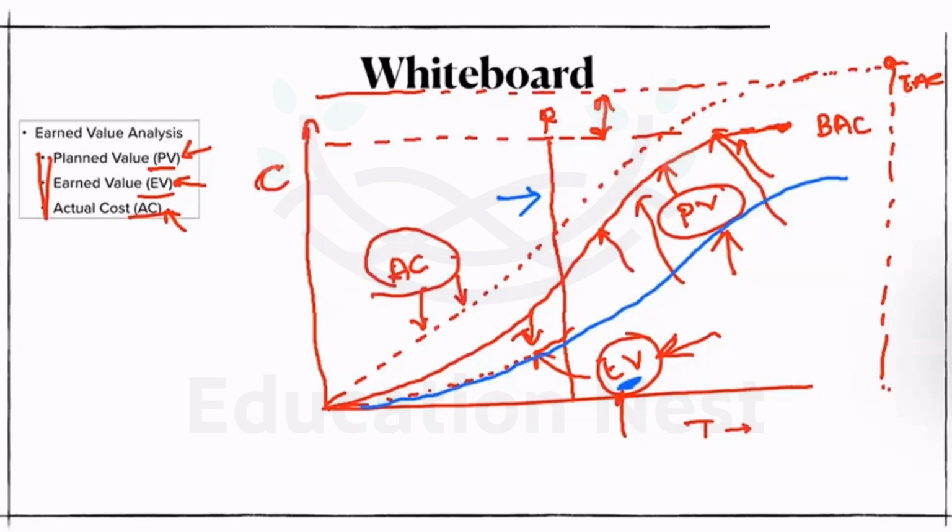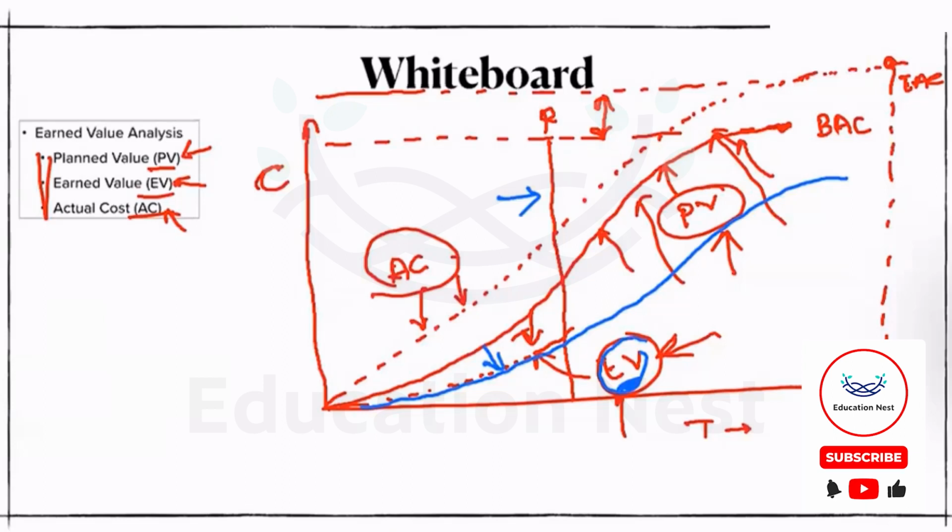One more important thing is that this EV, as you can see, is always below the planned value. That is also an important thing. It might come as a question: can EV be greater than PV? No, it can never be greater than PV. EV is always lesser or smaller than PV.